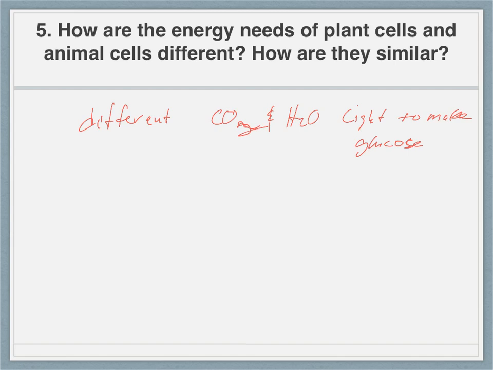They're similar in that they both break down the same things, glucose being the first choice, or carbohydrates being their first choice. Plants make the carbohydrates to produce energy for their cellular needs, and animals will take in carbohydrates and break those down to get their energy needs taken care of.